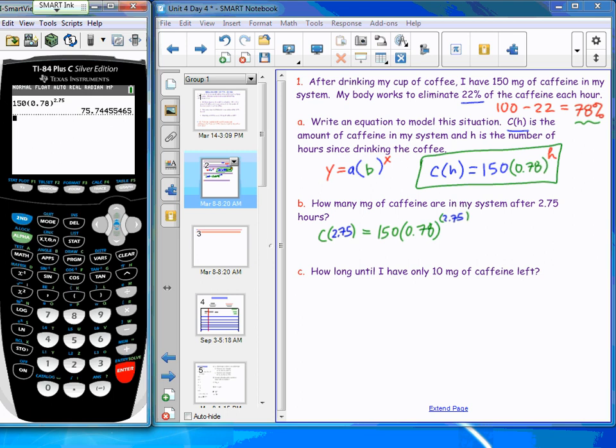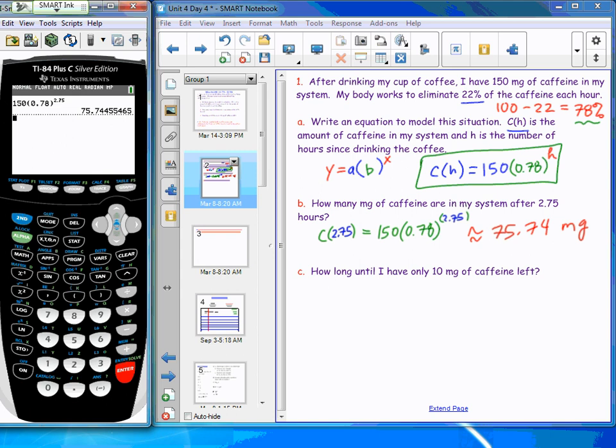Well, certainly. We started out with 150, and it's now been several hours, and so it makes sense that I'm going to have less milligrams in my system, so that seems reasonable. So we'll go ahead and say about 75.74 milligrams. Who else already got that? So if you got the 0.78, then you're good to go.